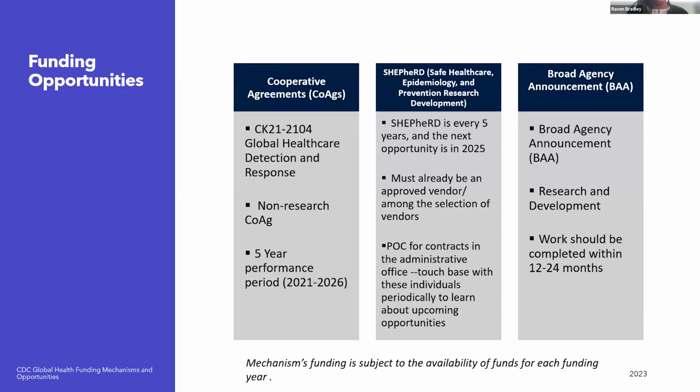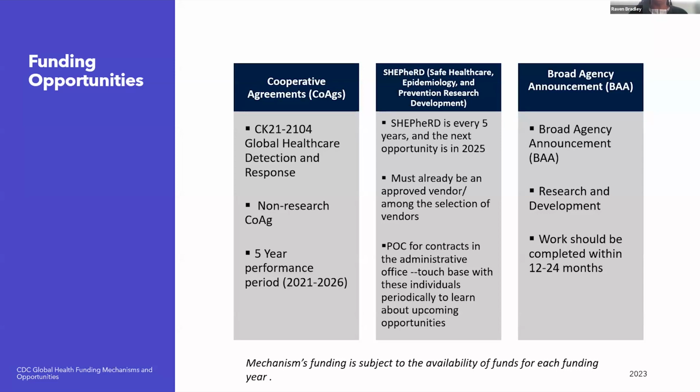And next we have a contract base, which is Shepherd. Shepherd is Safe Healthcare Epidemiology and Prevention Research Development, which we named Shepherd. Shepherd is every 5 years, so the next opportunity to be a vendor for Shepherd will be in 2025. The way Shepherd works is we release that solicitation out and we get different vendors who apply. In that 5-year period, if a vendor is deemed technically acceptable and has their infrastructure in place to implement some of these studies in our focus area, they will be the only list of vendors we can choose from to work with for those contracts under the Shepherd mechanism.